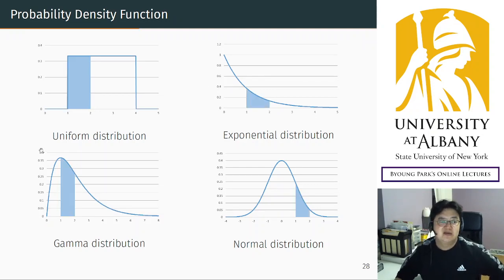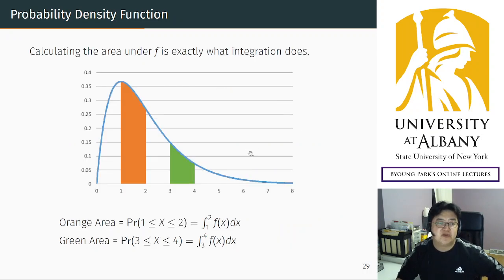And the area between 1 and 2 can be calculated this way. So the probability between 1 and 2 in the uniform distribution is like this, exponential like this, gamma like this, normal like this. So the idea is the same. The calculation will be a little bit more complicated because it's not a rectangle. You don't need to do that. The computer will do it for you, so don't worry.